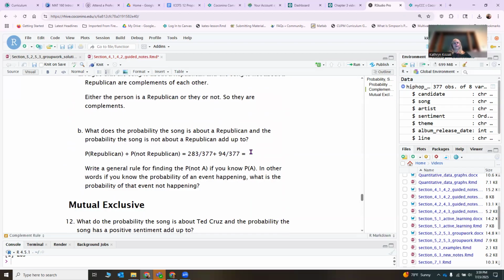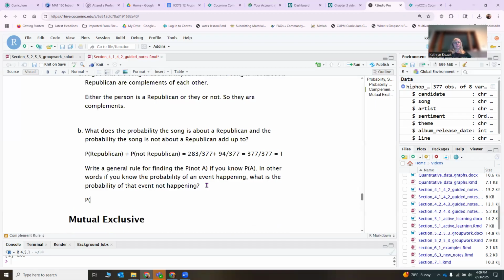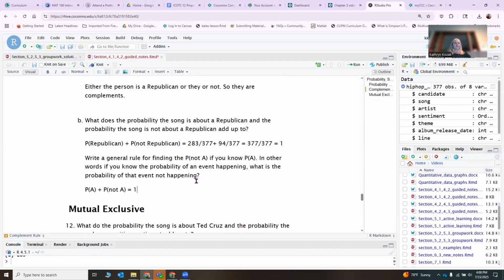All right, so 3 plus 4 is 7. That's much better. And 9 plus 8 is 17 and 17. And 2 plus 1 is 3. So we get 377 over 377, which is the number 1. So it looks like it adds up. So it looks like a general rule would be the probability of an event plus the probability of not the event is always going to give you 1. Which means if you want to find the probability of one of them and you know the other one, all you have to do is subtract from 1.